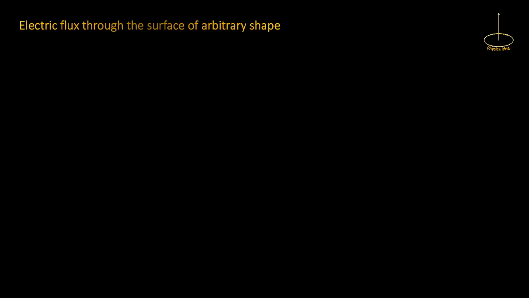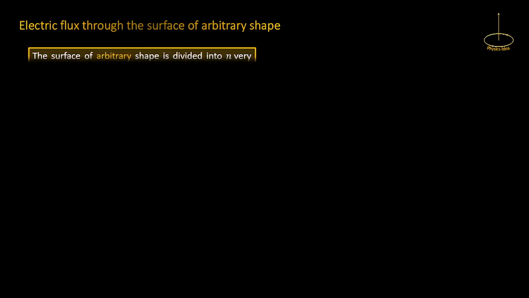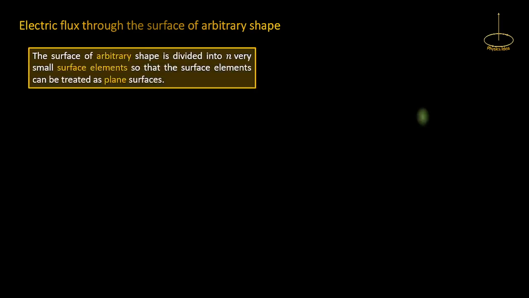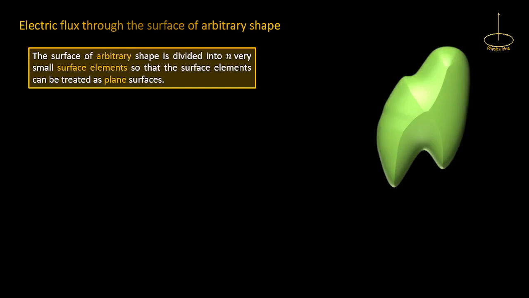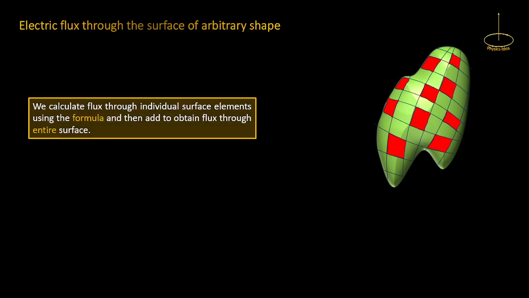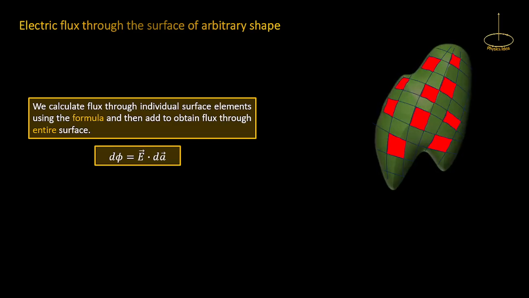Electric flux through the surface of arbitrary shape. The surface of arbitrary shape is divided into n very small surface elements so that the surface elements can be treated as plane surfaces. We calculate flux through individual surface elements using the formula and then add to obtain flux through entire surface.